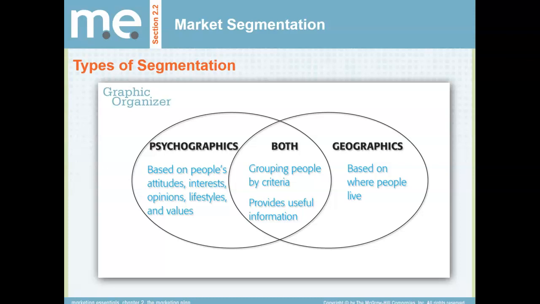So just a quick graphic organizer to help you understand where psychographics are people's attitudes, interests, opinions, lifestyles, and values. Geographics are where people live, and both of them together allow us to group people by various criteria and provide useful information. Not the most critical thing to write down, just more of an understanding or a way of visualizing.